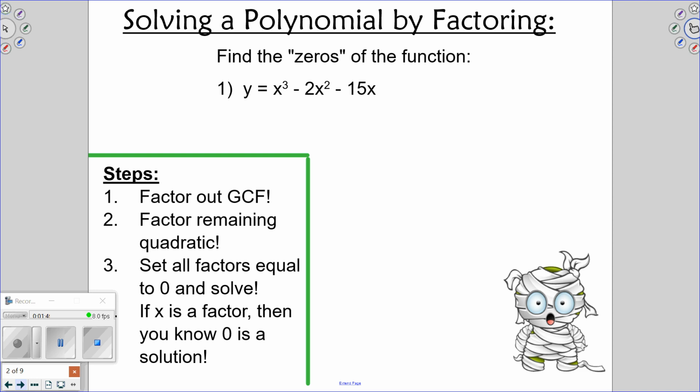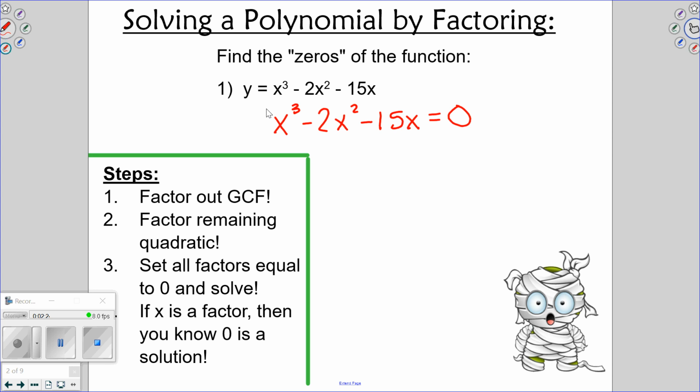If baby brother, if x is a factor, so you pulled out an x, what do you know is an answer? 0 is. If baby brother has an x in it, 0 is one of your answers. Okay. So up here, first thing, see how there's a y here? Can I set it equal to 0? Yeah, that's the first thing we're going to do. So x cubed minus 2x squared minus 15x equals 0. Now the y equals just allows me to graph it. Which, can we graph these? Yes, we know how to graph them.